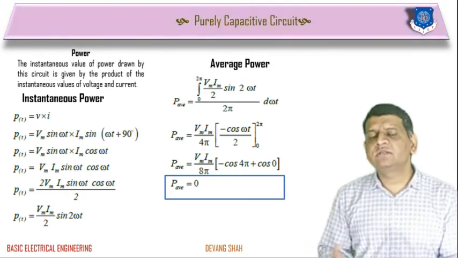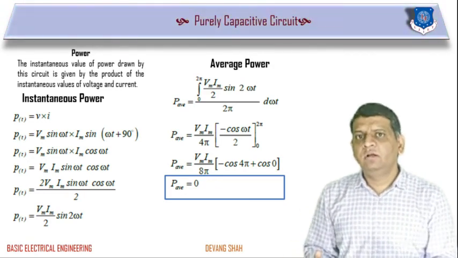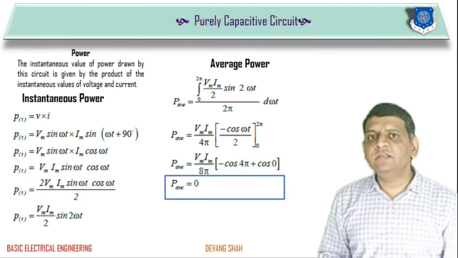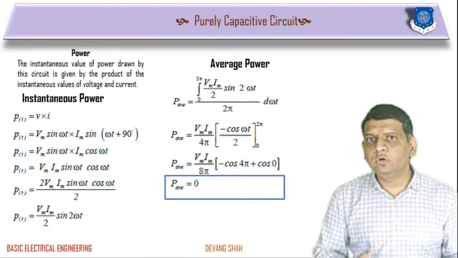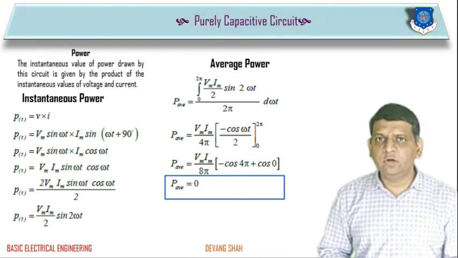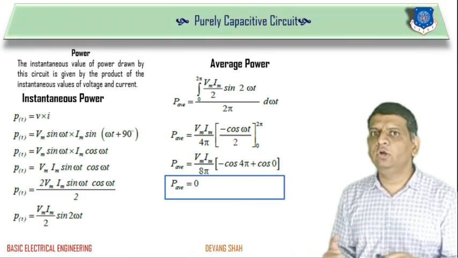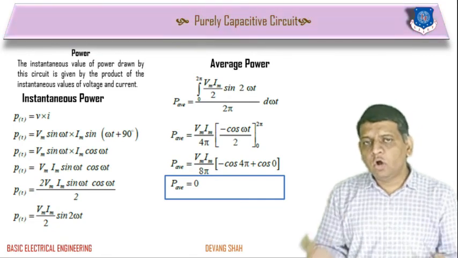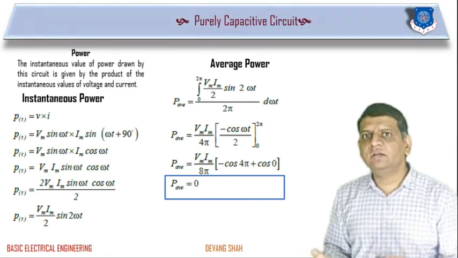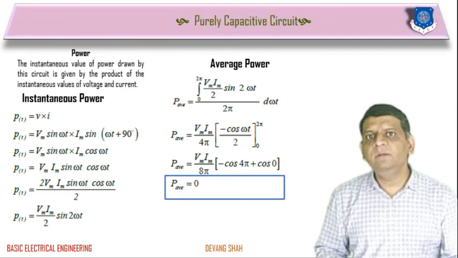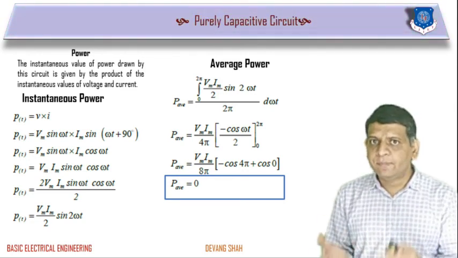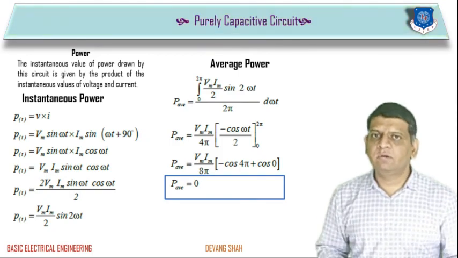And for the first case, the purely resistive case, you will get the constant power P is equal to Vm Im by 2, that is Vm by root 2 into Im by root 2. So the average value of power is equal to Vrms into Irms. But this is not the case for the purely inductive and purely capacitive circuit. For both circuits, purely capacitive and purely inductive, average power is equal to 0.